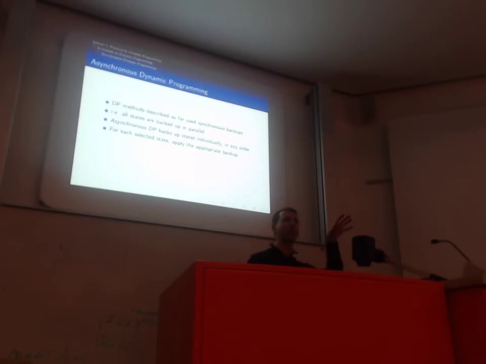We can pick to update this state, and then this state, and then this state, and then this state. And for each selected state, we're going to apply the backup corresponding to just that state. And then we're going to use that new value function to update the next state. And it turns out that if you pick states in the right order, you can do a lot better.